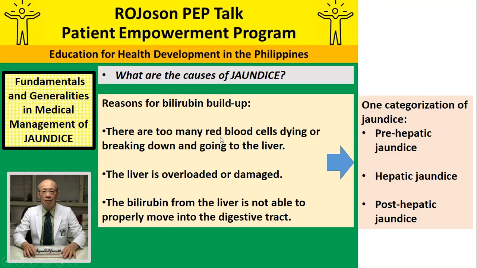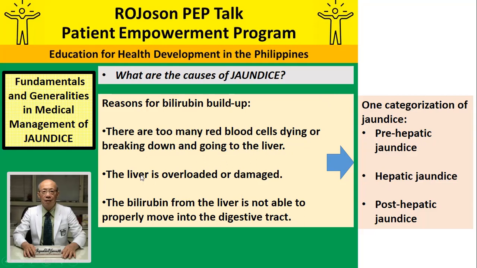There are too many red blood cells dying or breaking down going to the liver. That's why it's called pre-hepatic. Now, before it goes to the liver, there's a breakdown of too many cells, and this is usually seen in patients with blood disorders, okay? Diseases of the blood in which there is easy breakdown of too many red blood cells dying.